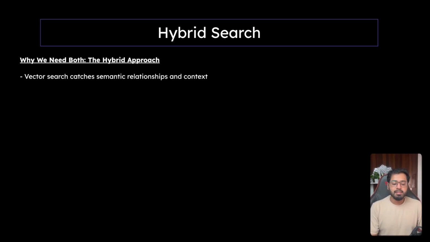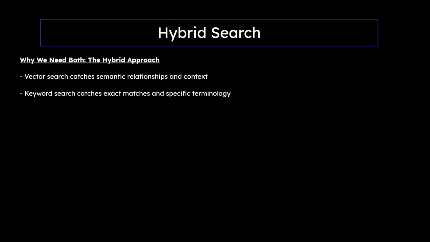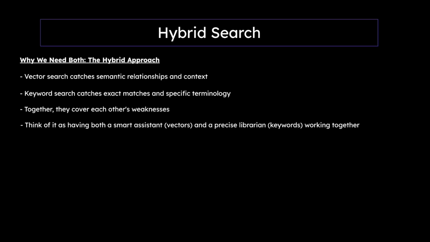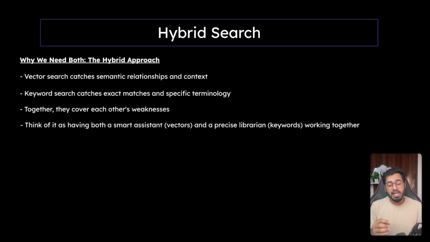Now let's move on to the next thing. This is why we need both keyword search and vector search in a hybrid search. Vector search catches semantic relationships and context, and keyword search catches exact matches and specific terminology, as we just saw. Together they cover each other's weaknesses. Think of it as having a smart assistant, vector search, and a precise librarian, keyword search, working together. Now that we've looked at the theory, let's hop on to the code implementation.